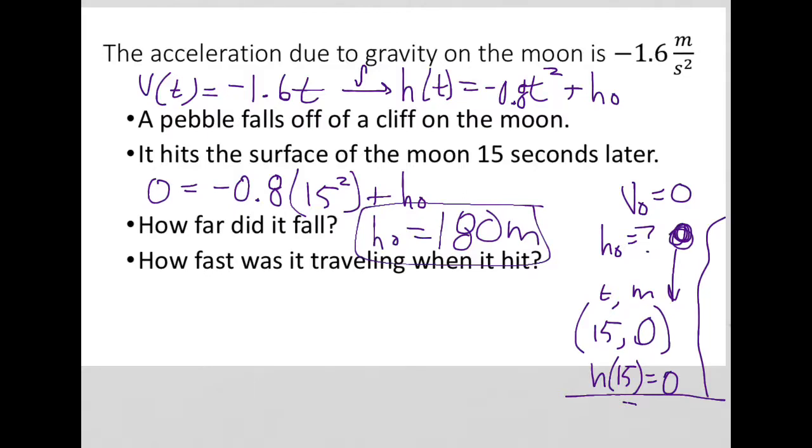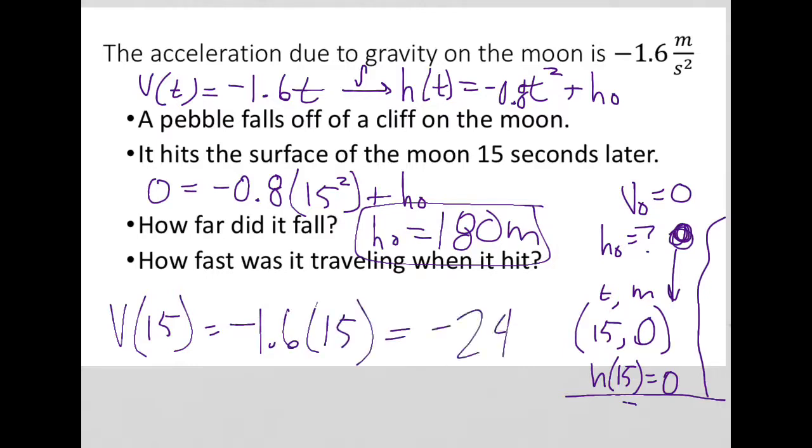And then we want to know how fast it was traveling when it hit, so that's saying what is the velocity after 15 seconds, because we know it hit after 15 seconds. So we're just taking 15 and plugging it into our function for velocity, negative 1.6t. So negative 1.6 times 15, and you should get negative 24 meters per second. And you might be thinking, wait, why is it negative? In physics class, we're told you can't have a negative velocity. Well, we're not saying the speed is negative. We're just using that negative to identify the fact that the pebble was falling downwards rather than moving upwards. And there you have it.